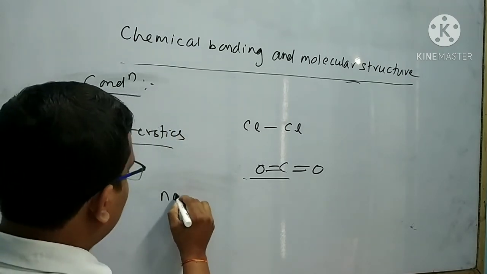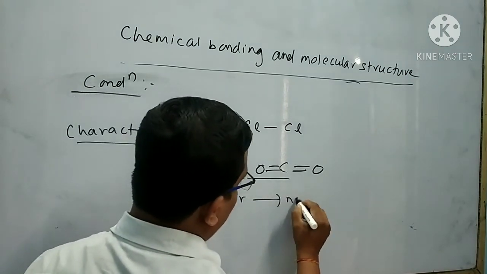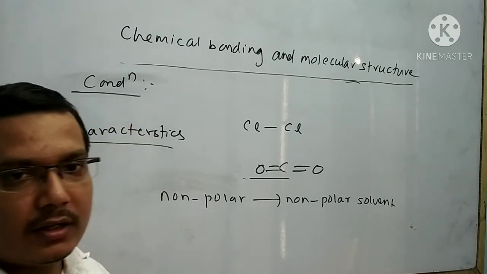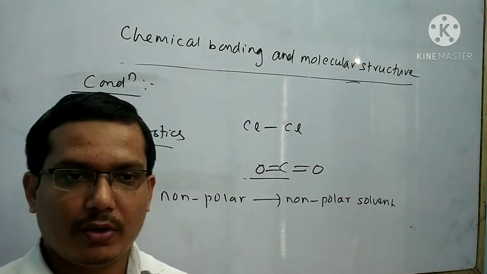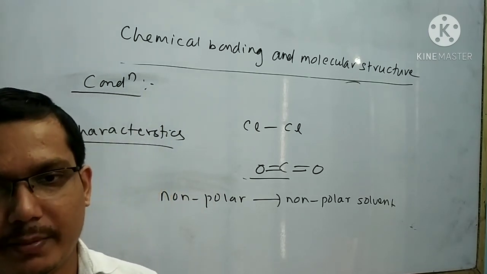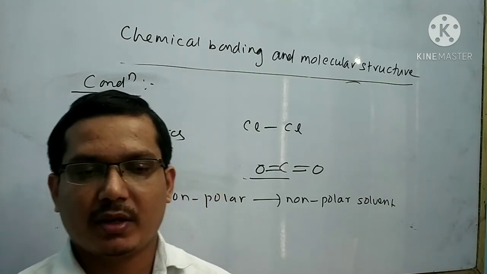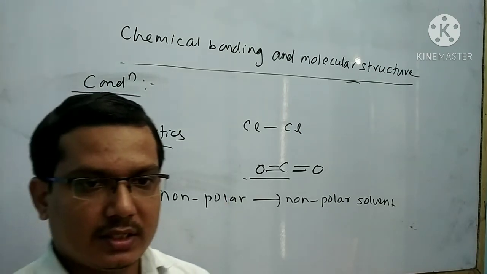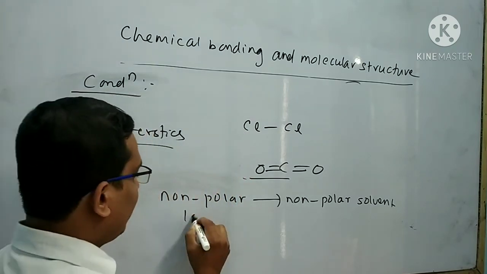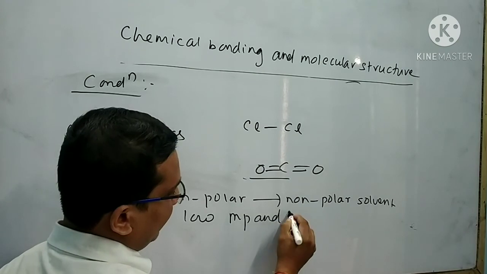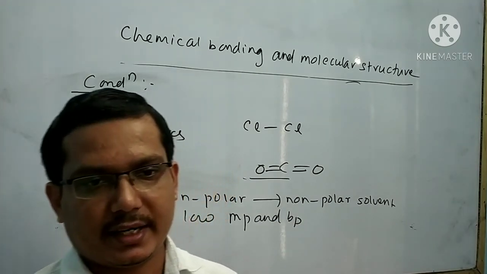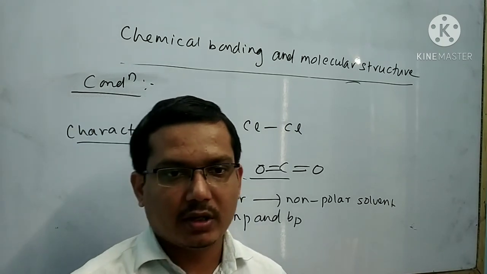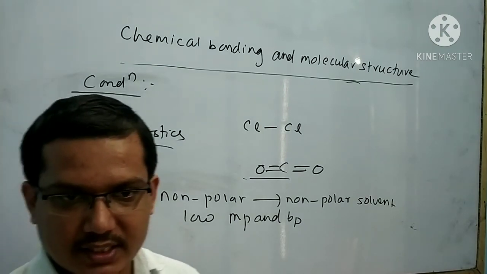The nonpolar solute always dissolves in nonpolar solvent. That's why covalent compounds are soluble in nonpolar solvents like benzene, toluene, etc. But they are insoluble in polar solvents like water. The third point is that covalent compounds have low melting and boiling points. The next characteristic is that pure covalent compounds are nonpolar in nature. Next, they have lower density.